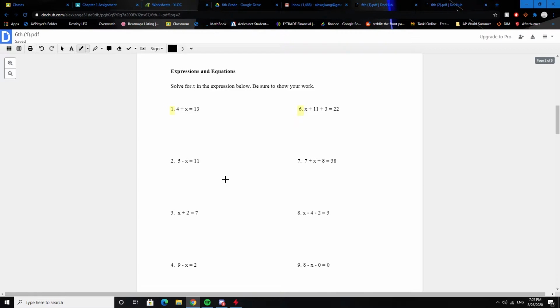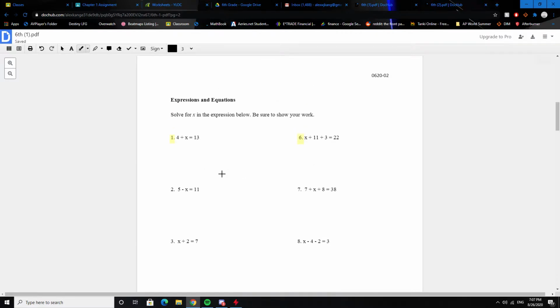Now, for expressions and equations, these are also pretty simple. You want to isolate the variable, and to do this in this situation, you would subtract 4 from both sides. That allows you to isolate the variable. So x equals 13 minus 4. This already cancels out. This is 9. So the answer here is x equals 9.